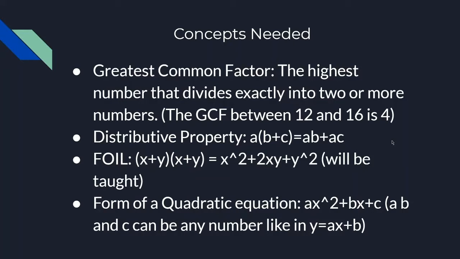The first concept is the greatest common factor, or the highest number that divides exactly into two or more numbers. For example, the greatest common factor between 12 and 16 is 4, because 12 is divisible by 4 and 16 is divisible by 4. Next is the distributive property: a times (b plus c) is equal to ab plus ac. Next, we need to learn FOIL, which is shown here: (x plus y) times (x plus y) is equal to x squared plus 2xy plus y squared. And I'll explain this further.